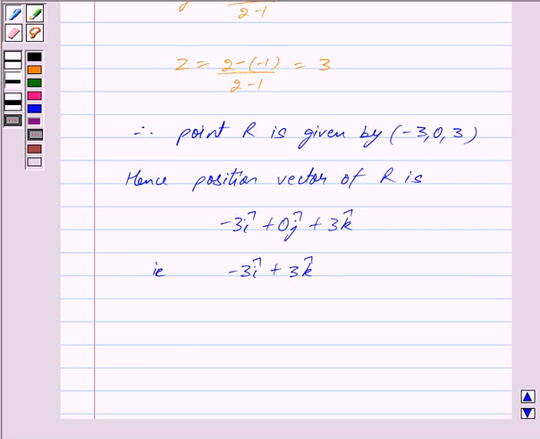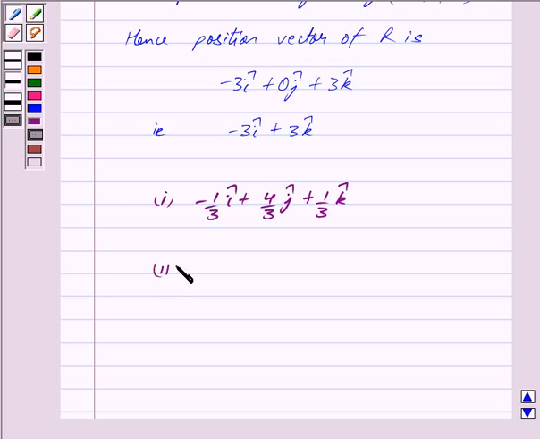Thus, the answer for the first part is minus 1 upon 3 i cap plus 4 upon 3 j cap plus 1 upon 3 k cap. And the answer for the second part is minus 3 i cap plus 3 k cap.